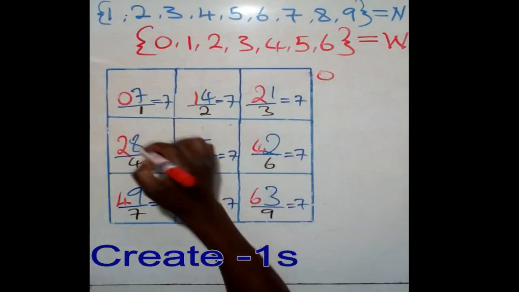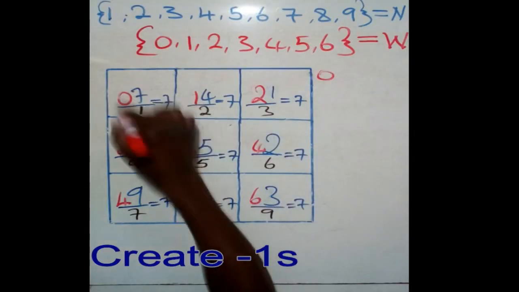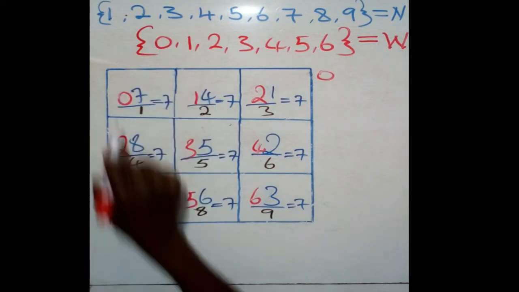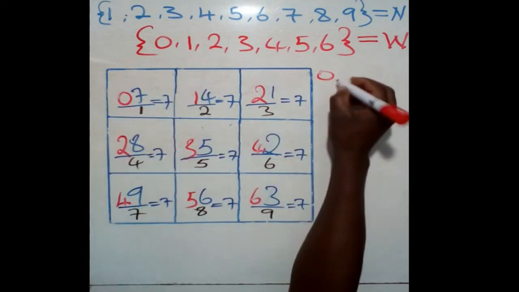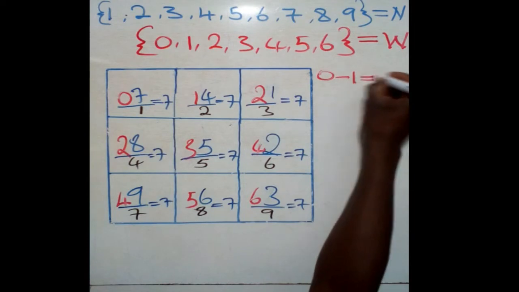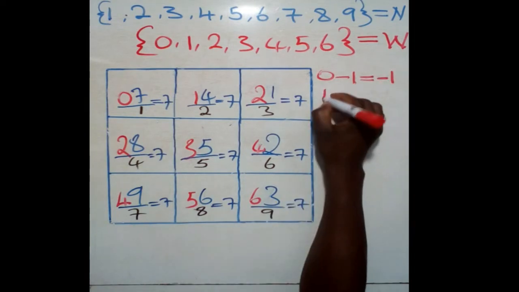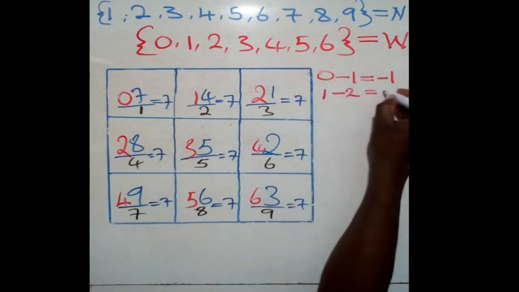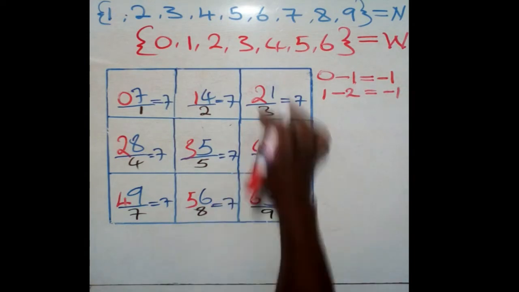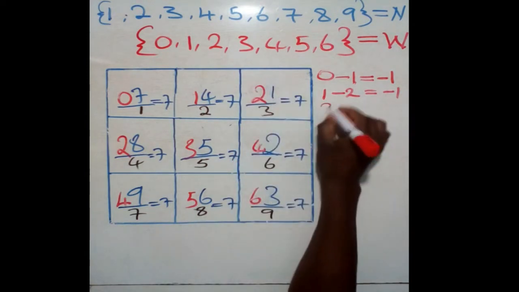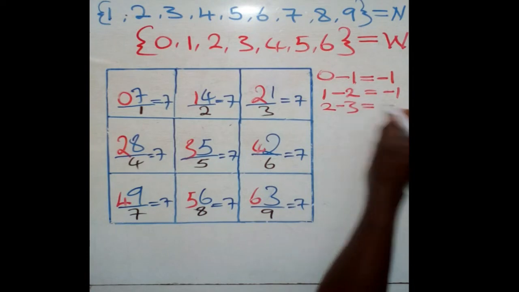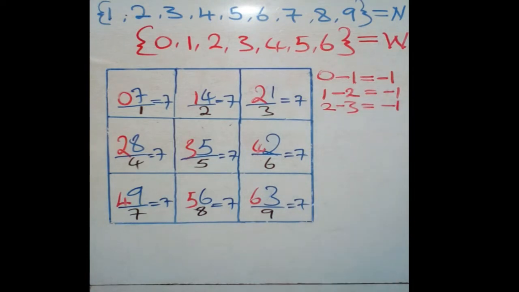Now the 0, this 0. How can we create negative 1 using just the numbers we have here? 0 minus 1 is equal to negative 1. 1 minus 2 is equal to negative 1. 2 minus 3 is equal to negative 1. We are able to create 3 negative 1s there.